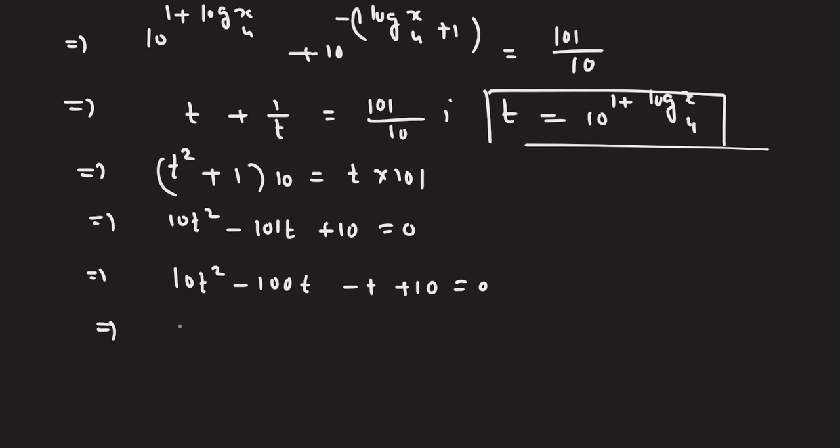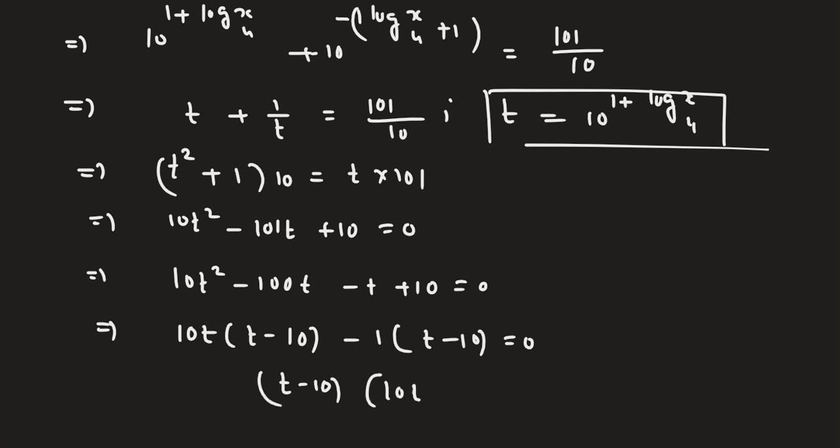Take 10t common, so it will be t minus 10. From here take minus 1 common, t minus 10, which is equal to 0. So now t minus 10 and then 10t minus 1 is equal to 0. So we have t is equal to 10 or 1 by 10. That is the value of t.